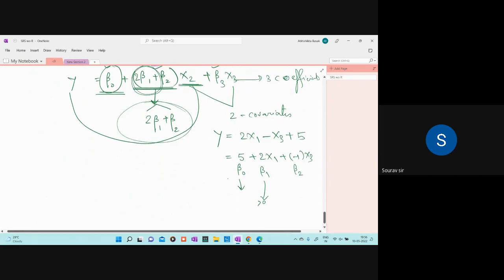That means if x1 is increasing, y is also increasing. It is positively related, it has a positive effect on y, but since this one is negative, it has a negative effect on y. So since these estimates are very important, if my covariates are related, it's very difficult to estimate the individual estimates. So this is where the problem of multicollinearity lies.